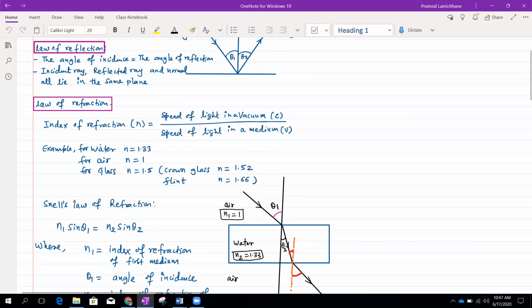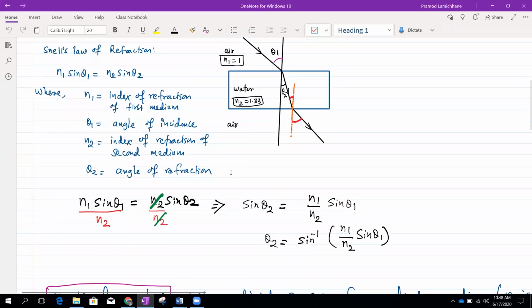For example, in water, the index of refraction is 1.33. For air, light doesn't slow down much, a very tiny, negligible amount, so it is about the same. So n equals 1. For glass, n is 1.5, and different types of glass have different indices of refraction.